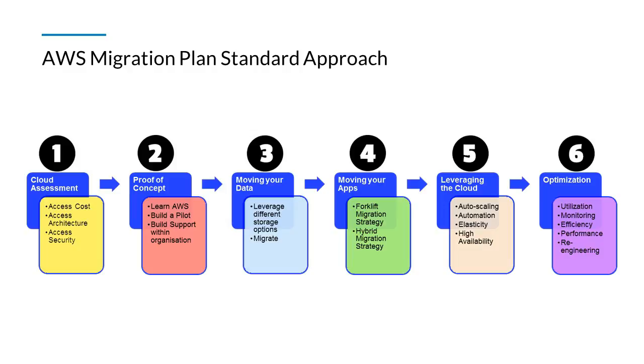4. Moving your apps. Forklift migration strategy. Hybrid migration strategy. 5. Leveraging the cloud. Autoscaling. Automation. Elasticity. High availability. 6. Optimization. Utilization. Monitoring. Efficiency. Performance. Re-engineering.